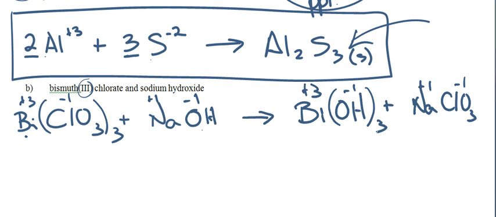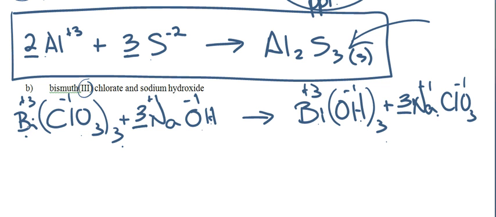Alright, so we have our charges equal on both sides. Now we have to have the same number of atoms. Alright, let's find one. Here we'll start here. We have 3 chlorates, so I need 3, so I'll put a 3 there. I have 3 sodiums, so I need to put a 3 there, and I'm balanced. 3 sodium, 3 sodium, 3 hydroxide, 3 hydroxide, 1 bismuth, 1 bismuth.